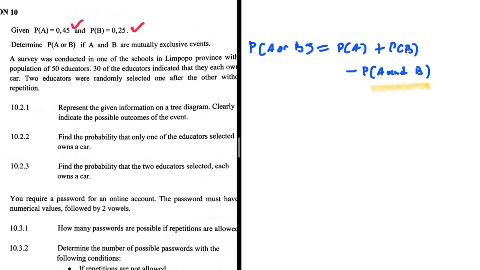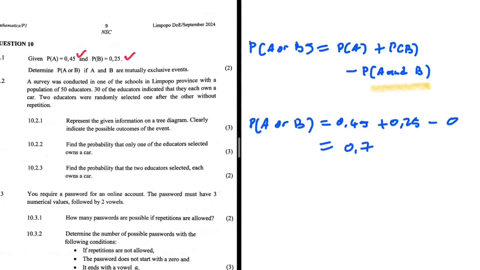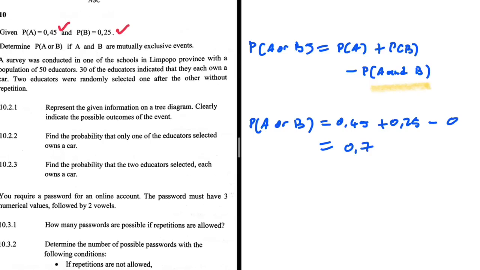For instance, the probability that it will rain and the probability that it will not rain, those two events cannot occur at the same time, right? It cannot rain and not rain at the same time. So the probability of A or B, because they're mutually exclusive, will be equal to 0.45 plus 0.25 minus 0, which will give us 0.7. So that is the probability of A or B, given that they are mutually exclusive.